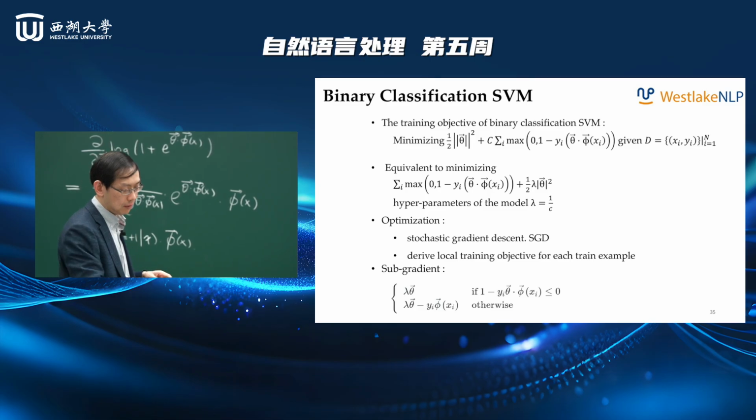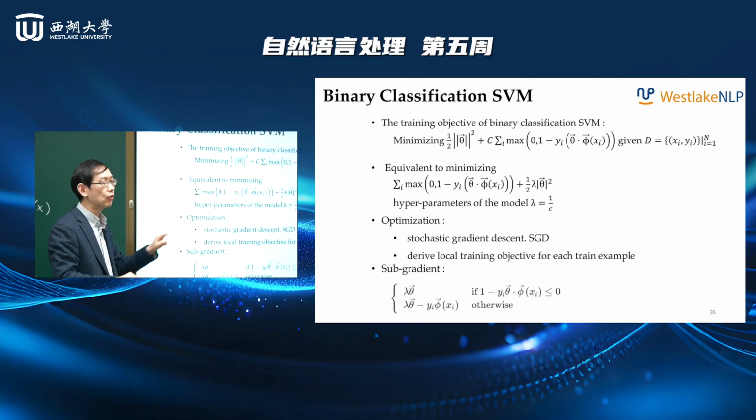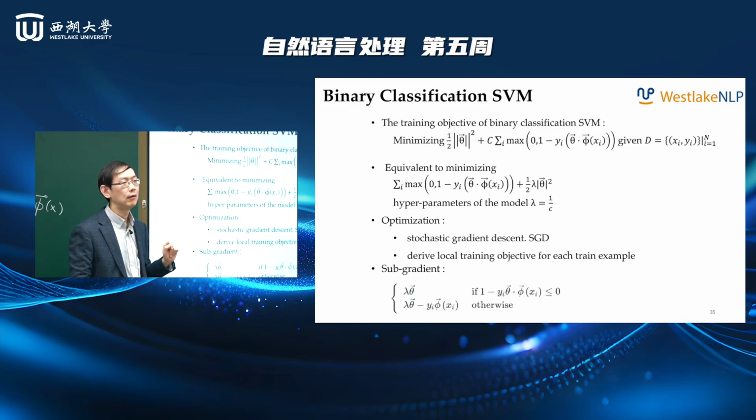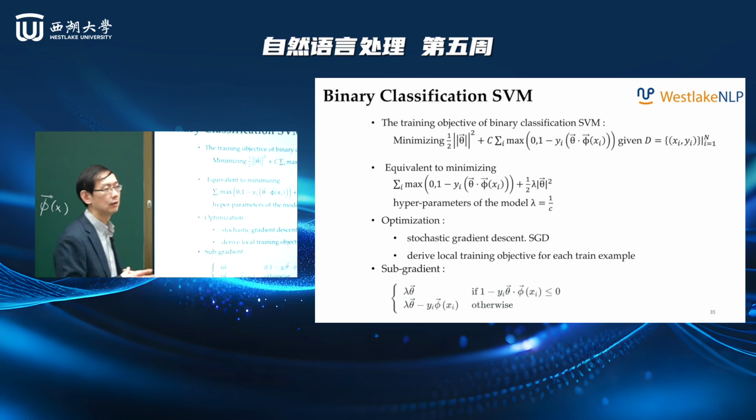When this max term is 0, it's a constant, there's no gradient, so the whole gradient comes from the half of lambda theta square, right? You take that with respect to theta, you got what? The gradient is lambda times theta, right? No need to think.